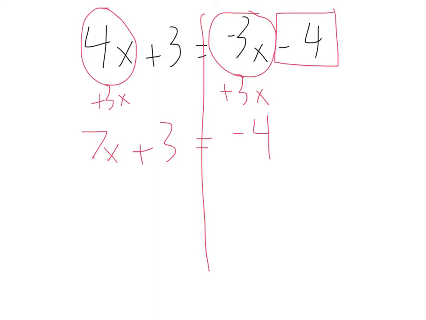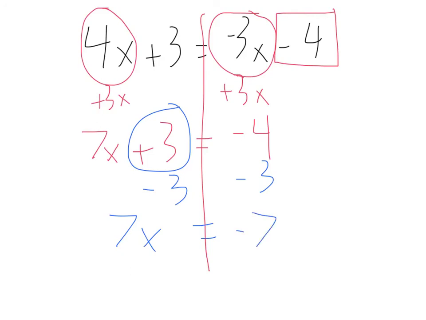Okay, I need to get 7x by itself. So if this says plus 3, I need to do the opposite. I subtract 3. I subtract 3 from both sides. That gives me 7x equals negative 4 minus 3. Is that negative 1? No, it's negative 7.